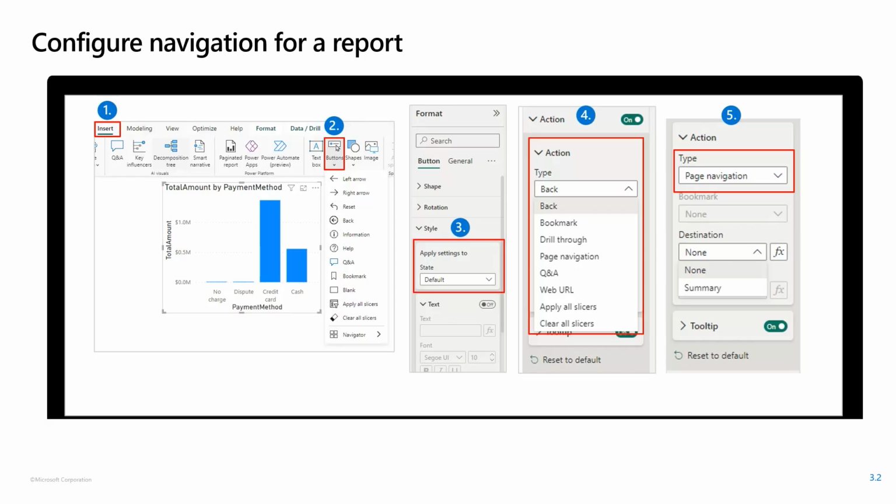With the button selected, go to the Action tab and toggle the action on, after which you select the Type dropdown and select page navigation. Then you choose the page you want to navigate to from the Destination dropdown.